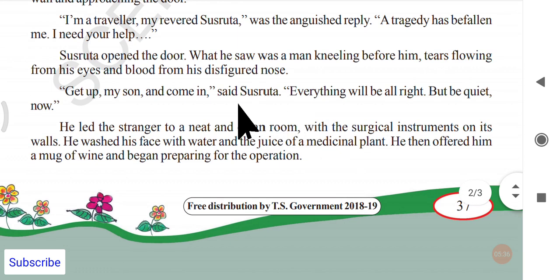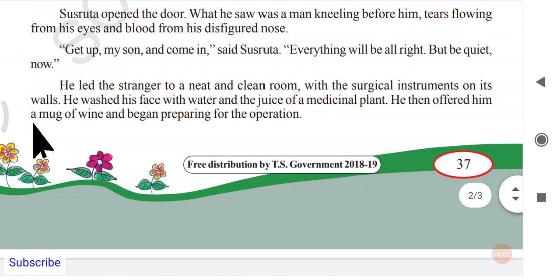So get up, my son, and come in, said Susrutha. Everything will be all right. Be quiet now. So Susrutha said. That is the first thing that doctors have to say to their patients. They should tell them, okay, fine, don't worry, nothing will happen to you, you will be safe, be calm. That is the first thing that doctors usually tell us. Yes or no? Yeah, Sushrita also told the same.